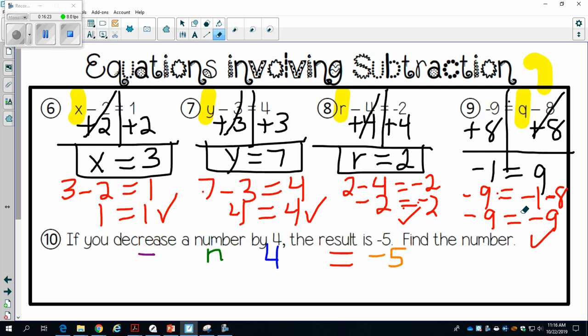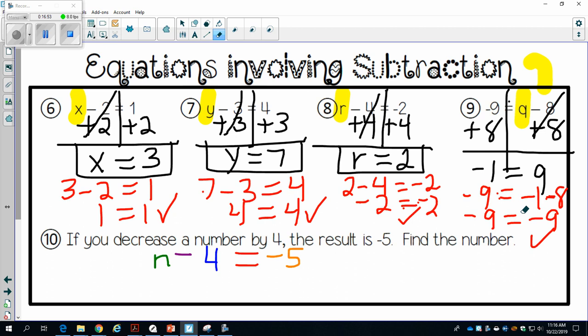Okay, so let's put all of that together, just like we did with the addition equation example. We're decreasing a number by, so we're taking 4 away, we're decreasing it by 4. And the answer, or the result, it tells us, is going to be negative 5.